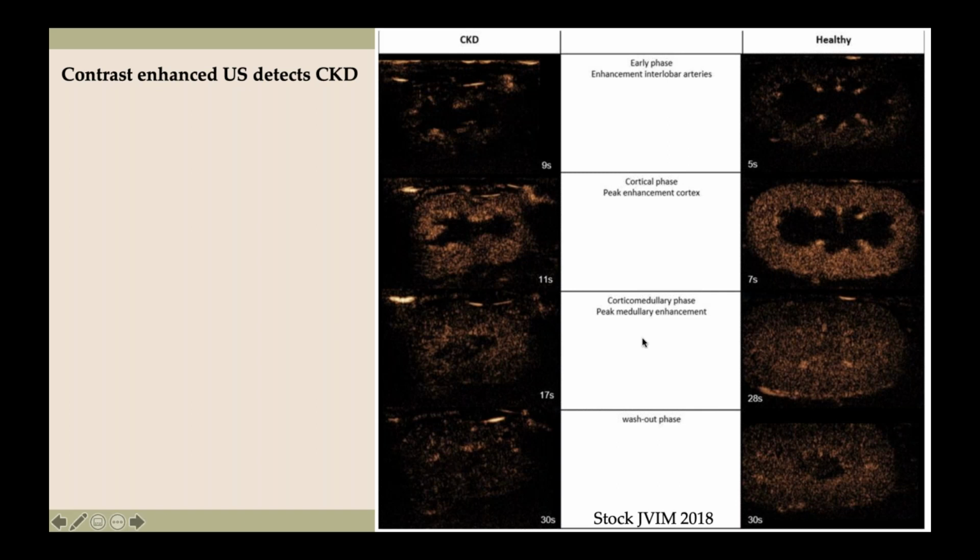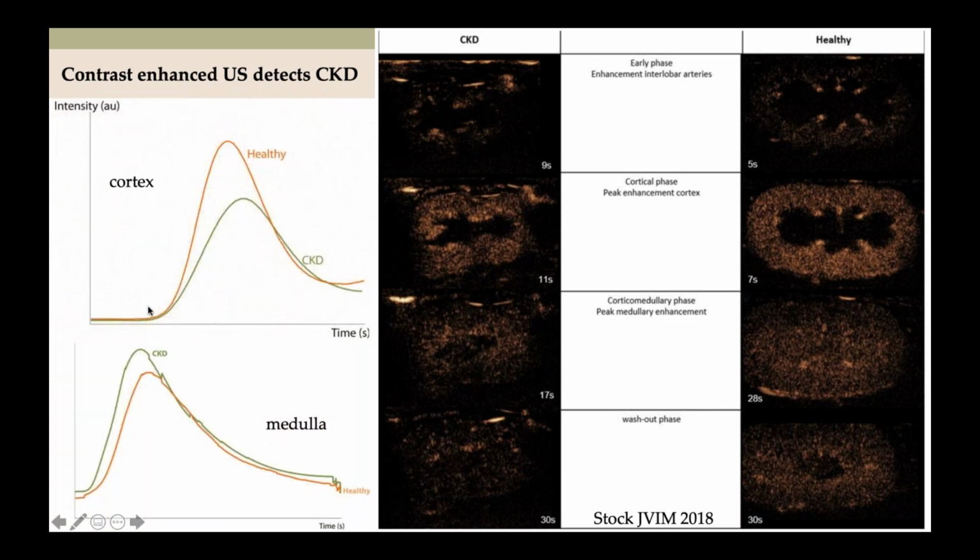And here we have a CKD kidney on the left, a healthy kidney on the right, where they're using ultrasound contrast material, looking to see the different phases of the cortex becoming filled with the contrast material, then the medulla and the washout phase. And it has been reported that cats with CKD have a delayed filling of their cortex, and it tends to be not quite as severe, but their medulla tends to fill, and the contrast accumulates faster to a larger degree.